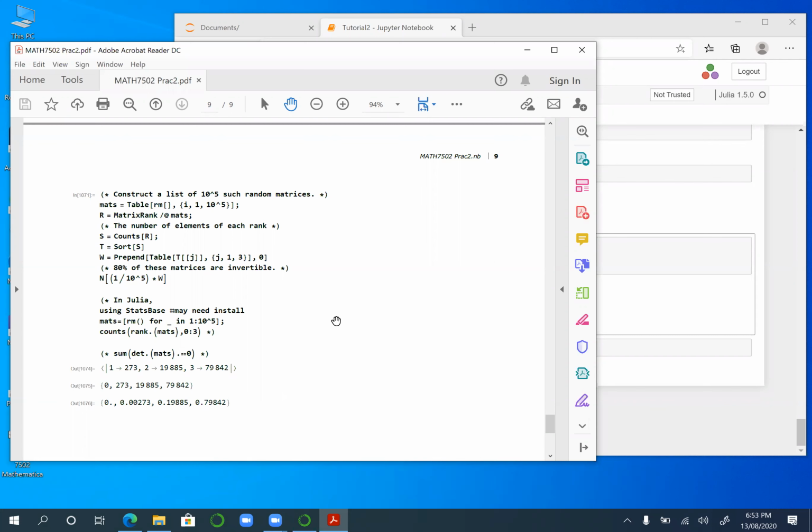79,842. But what you really want to know is the proportion, because that proportion is probably going to stay roughly the same. So in other words, how many of these had rank 3? And if they have rank 3, then they are invertible. So how many of these random matrices were invertible? Okay, and it turns out in this case, roughly 80% were invertible.